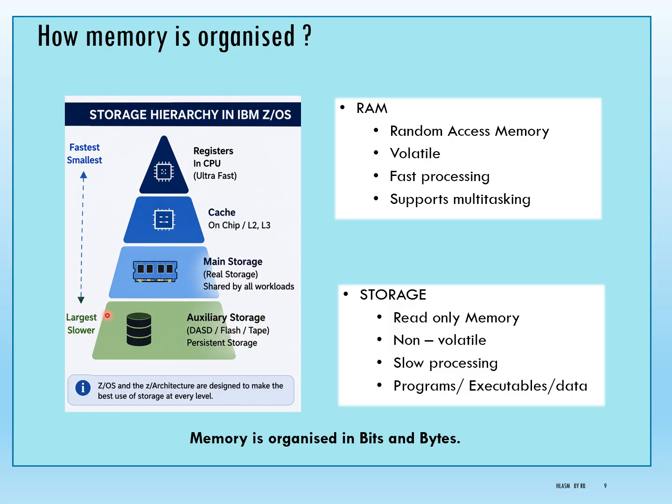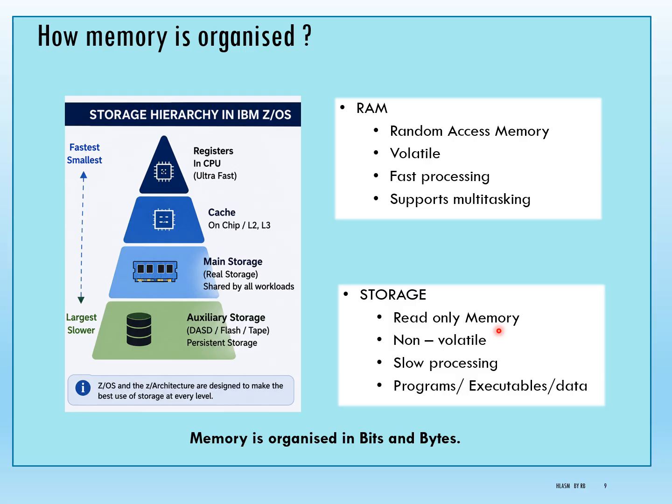And here is the auxiliary storage, or you can just call it storage. This is what in PC language you generally call ROM, a read-only memory. This is non-volatile, very slow processing, and programs, executables, and data live there. Just like in a PC, you can think of it as a ROM and a RAM, where actual permanent data stays somewhere, and when the program is getting executed, it will move up and make itself available to the CPU. The CPU does the actual execution. Nevertheless, how the storage is organized is similar, so we will go into it in the next slides.